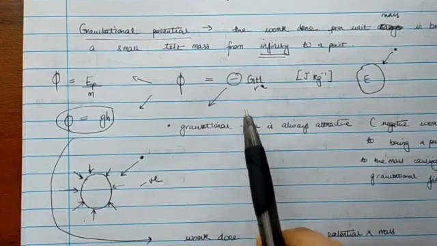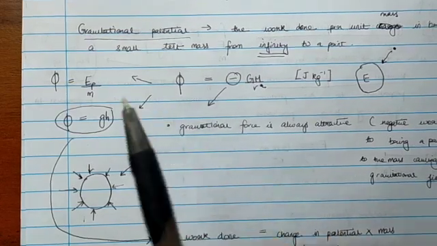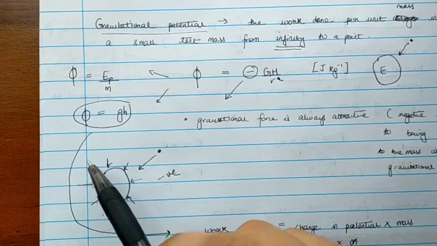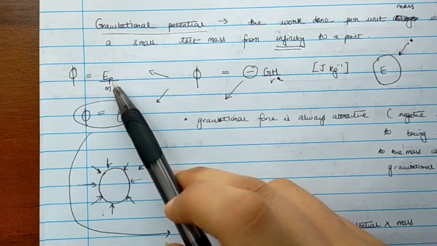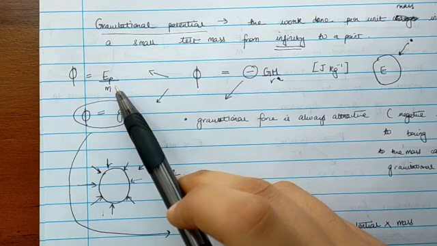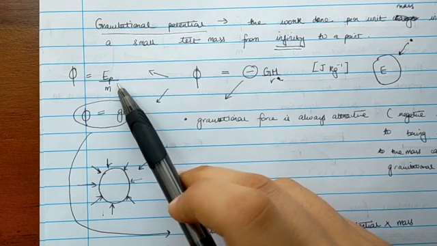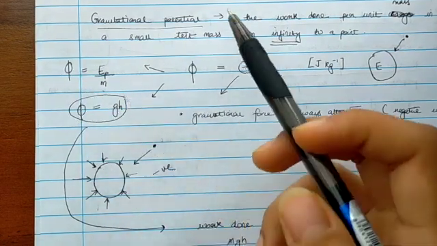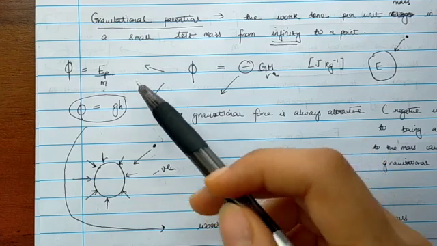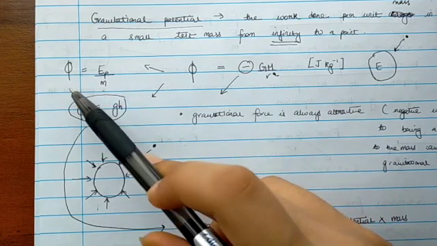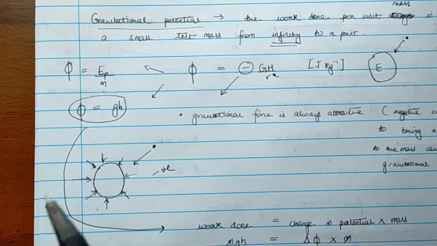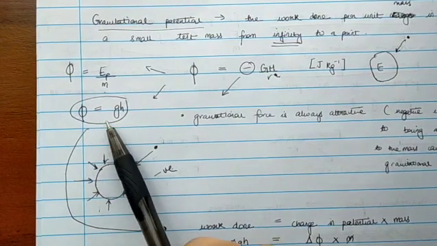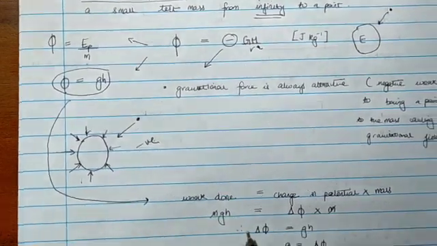Some other formulas of gravitational potential that you can write: the gravitational potential energy divided by the mass is equal to the potential. The energy is work done times mass, so if you divide by the mass, you get the work done, which is the gravitational potential. And another formula is potential equals gh. So where does this come from?